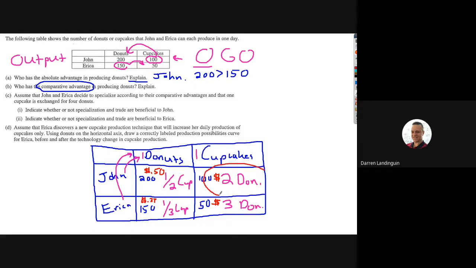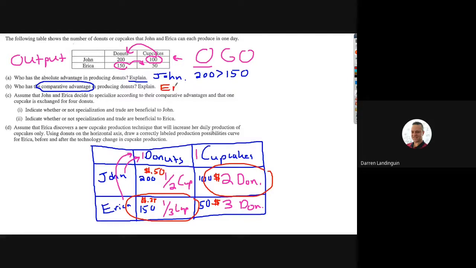That's right. And over here, it costs John 50 cents to produce a donut, and it costs Erica 33 cents. Who can do it cheaper? There you go. Okay, so now let's answer our question. Who has the comparative advantage in donut production? That's it. Good job, Erica.